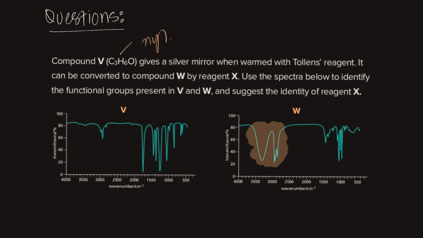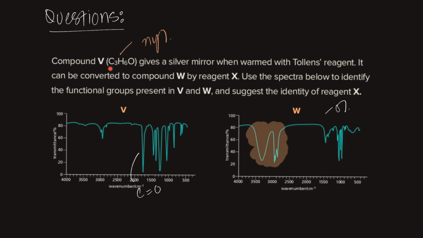W is an alcohol. Use the spectra below to identify the functional groups present in V and W. Suggest the identity of reagent X. Well, I think the spectra are confirming that V is a carbonyl, because I don't see any alcohol dip, I don't see any acid dip, but I do see a carbon-oxygen double bond dip. And over here it changes and that dip goes away, right?